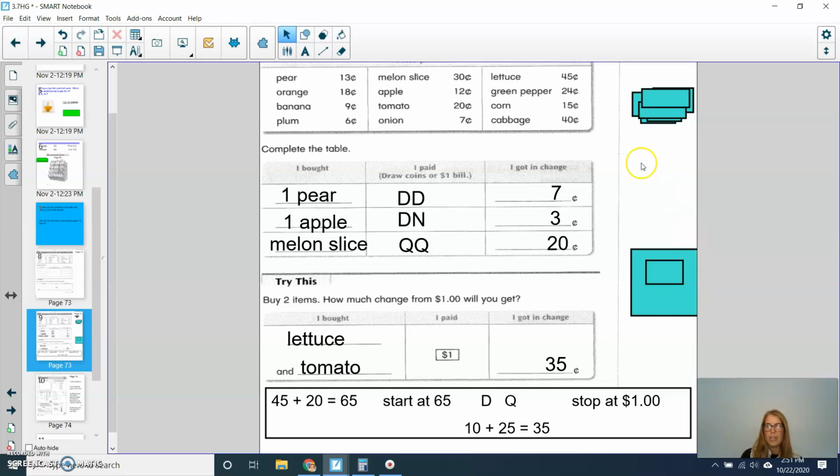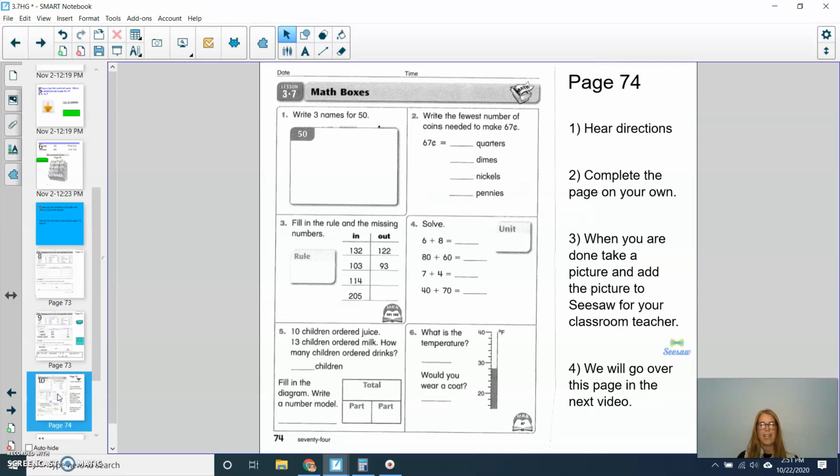So again, boys and girls, your page might look very different than mine if you pick different items, and that's okay. Just double check to make sure that your change is what you would get back after paying for those items. We will work more on change in our next lesson, but the last thing we'll do today is talk about our math boxes, which is page 74. So I'm going to talk about the directions, then I'm going to ask that you complete the page on your own. When you're all done, I'm going to have you take a picture and add that picture to Seesaw from your classroom teacher. We will go over this page in our next video.